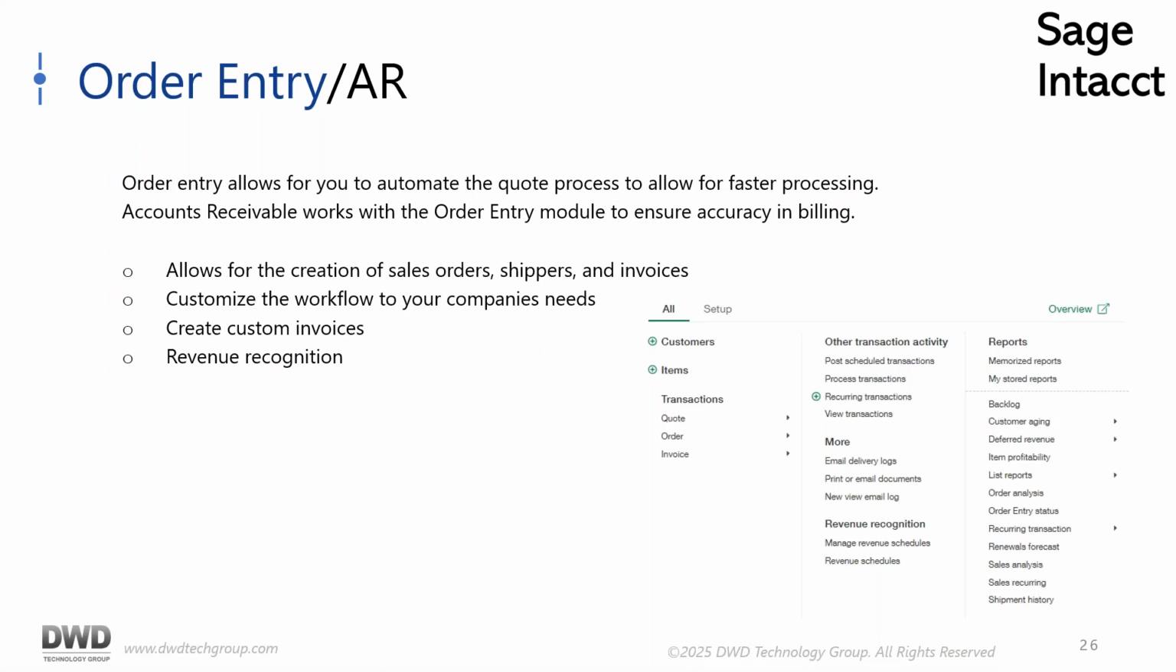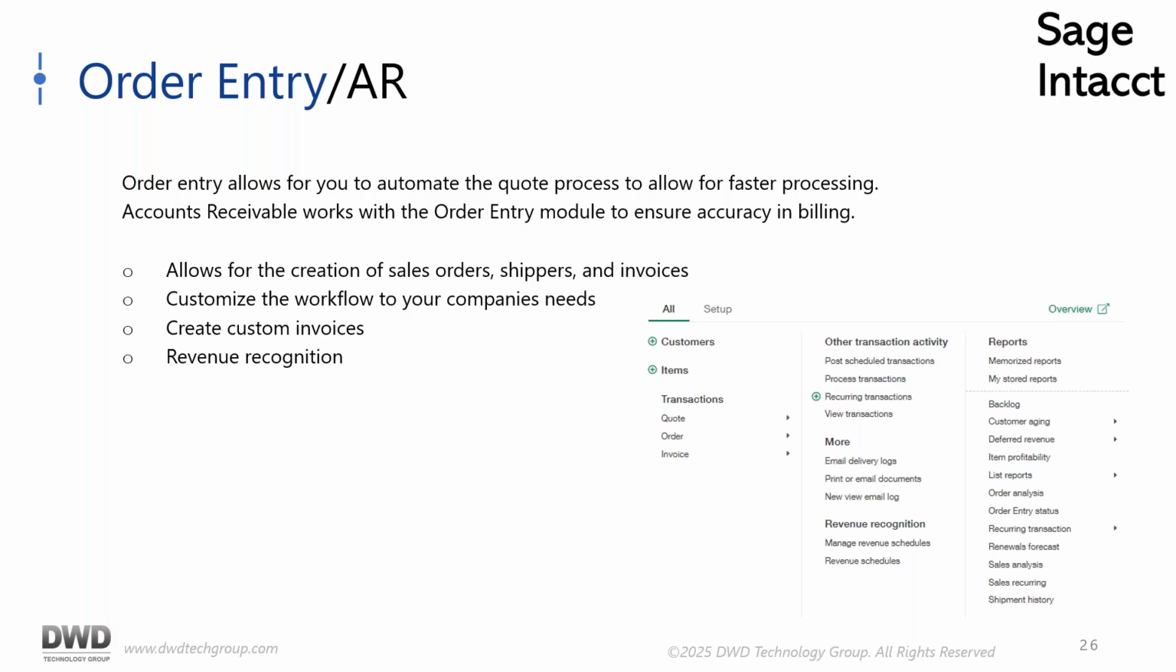I'll start with how to enter a sales order and go over how to create a custom invoice and then the revenue recognition module. Order entry allows you to automate the quote process to allow for faster processing while working with the accounts receivable module to ensure accuracy for billing.